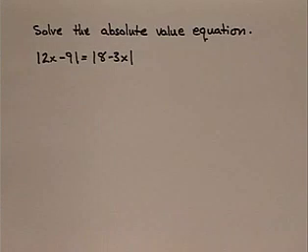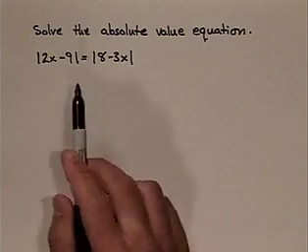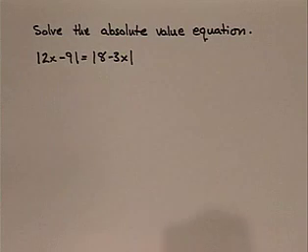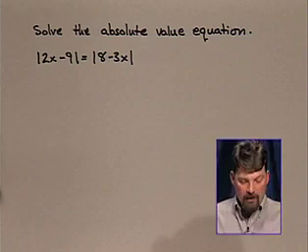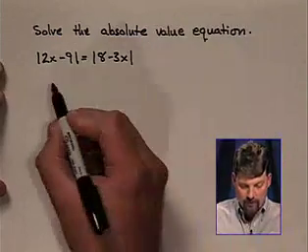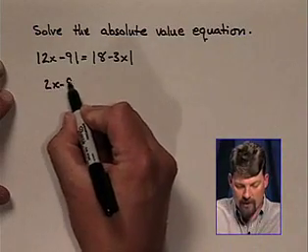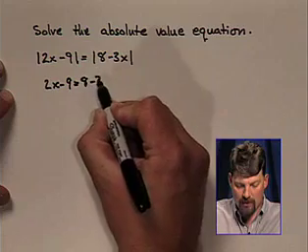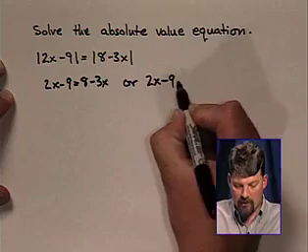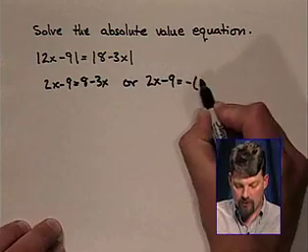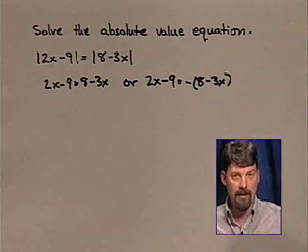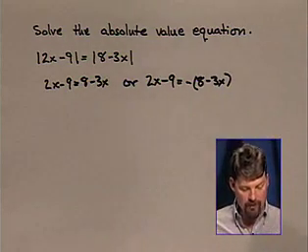Here we're asked to solve the absolute value equation: the absolute value of 2x minus 9 equals the absolute value of 8 minus 3x. Now, the first thing we need to do here is remove these absolute value bars. And so what I can do is say 2x minus 9 equals 8 minus 3x, or 2x minus 9 equals negative quantity 8 minus 3x. Okay, and now what I do is I solve each of these equations.